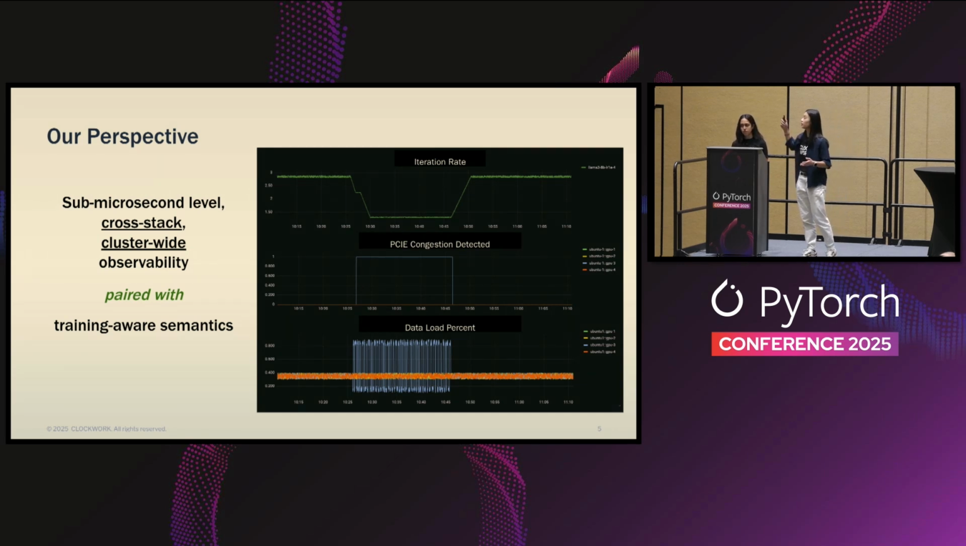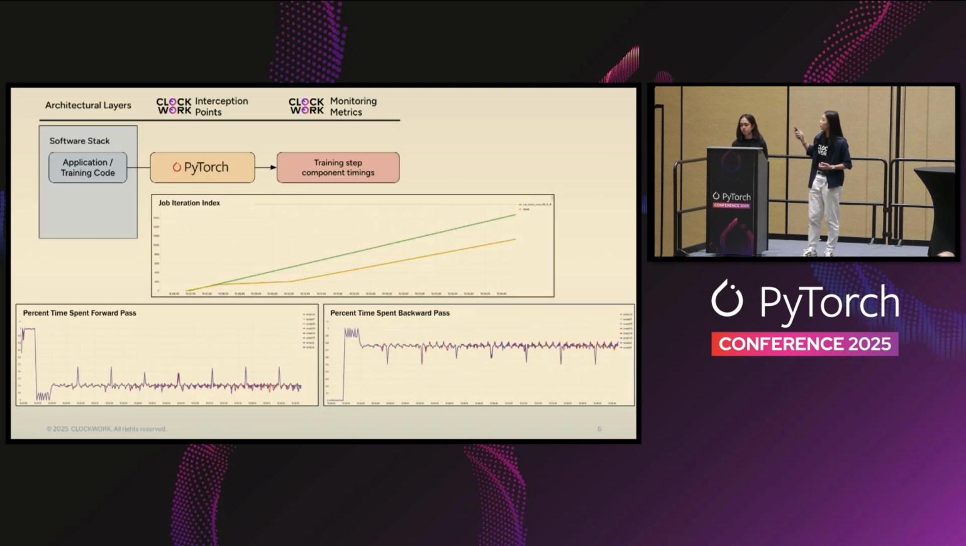So to achieve this level of visibility, we instrument multiple layers across the training stack. On the software side, we patch key PyTorch functions to get the training step breakdown. Here, as examples, we have the job iteration index and the percentage time spent in forward and backward passes. And this is done through a Python-side package, so no code change is required.